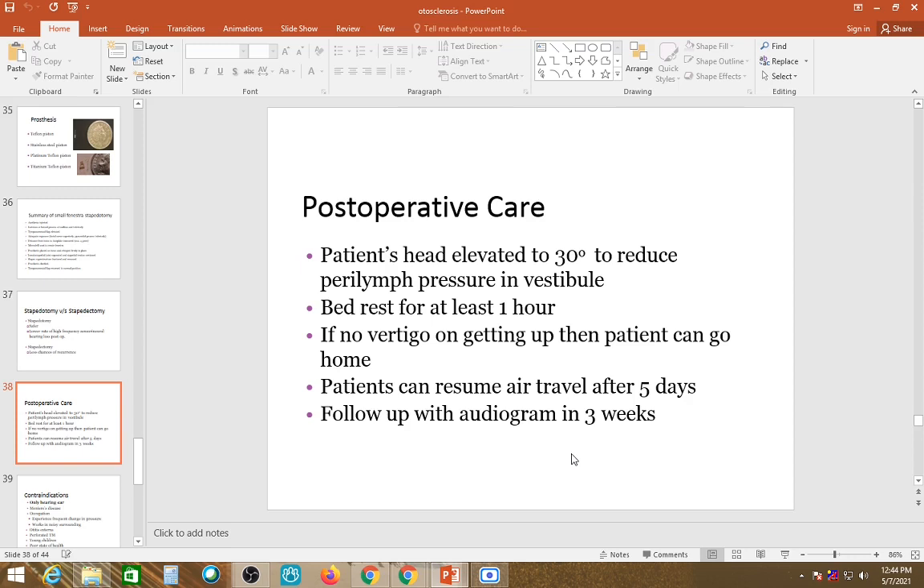Since we learn from different units, ENT again is very different. These are the criteria for selecting the patients and taking care of the patients pre and post. The post-operative care is also very important. Do you think that ENT is totally different from the others, neuro and ENT? Yes or no? Yes, ma'am.